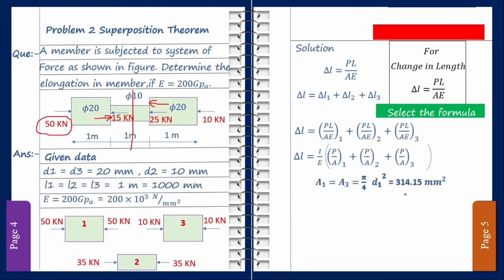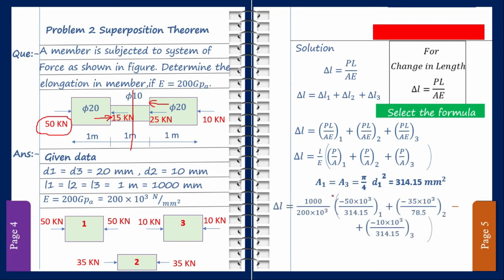Area A1 is equal to A3 is equal to 314.15 mm square. Similarly, A2 is 78.5 mm square. Just putting these values in the equation, L, E, P and areas I have put over here. The negative sign indicates that this force is compressive in nature, and this sign indicates that this 35 is in the compressive direction. So I'm getting delta L. First do this calculation and then multiply with this ratio. I get delta L is equal to minus 3.15 mm.